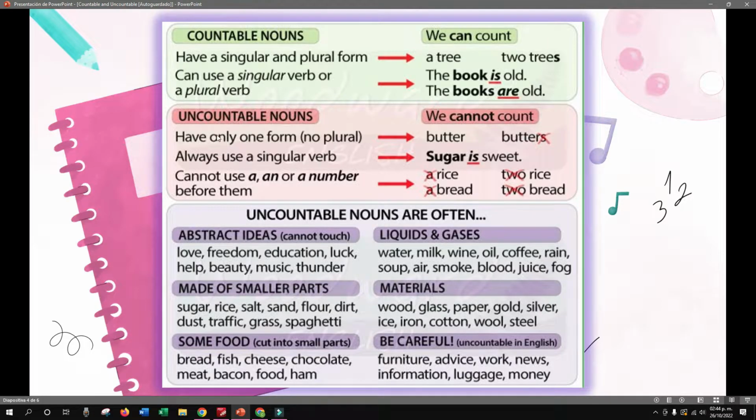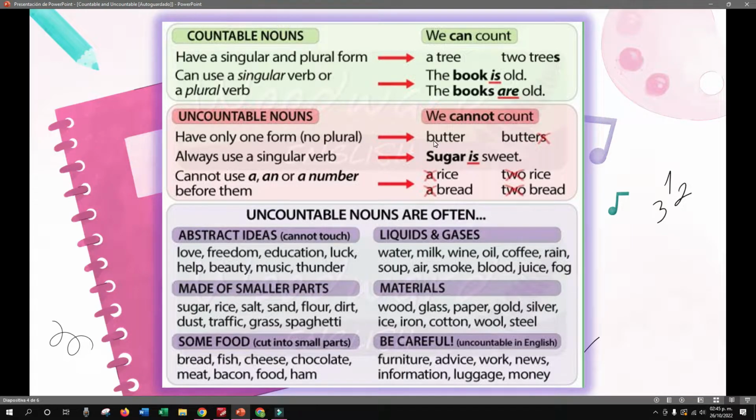So, uncountable nouns. This is the opposite. We cannot count them. They have only one form. No plural. Only the singular form.